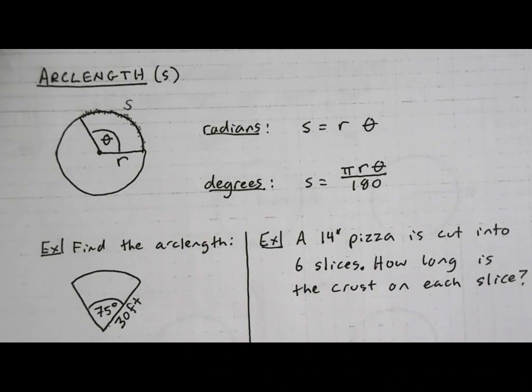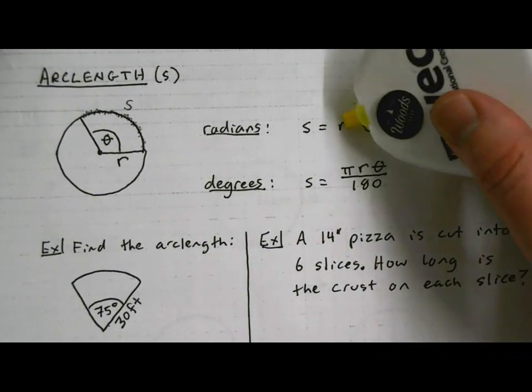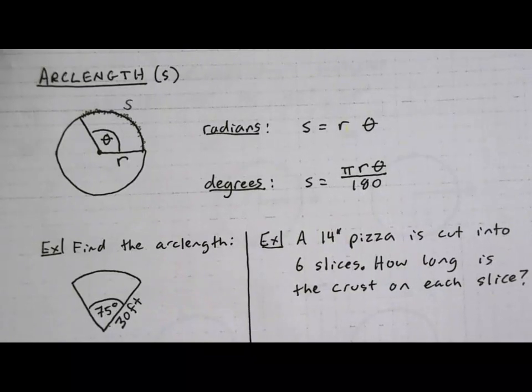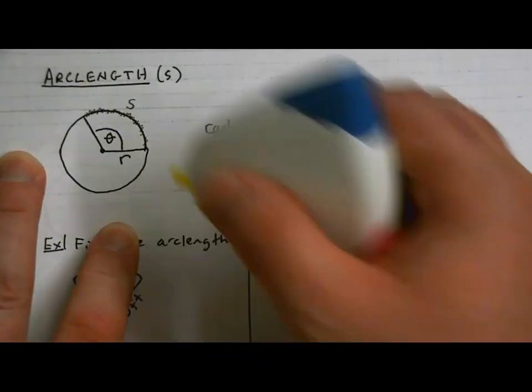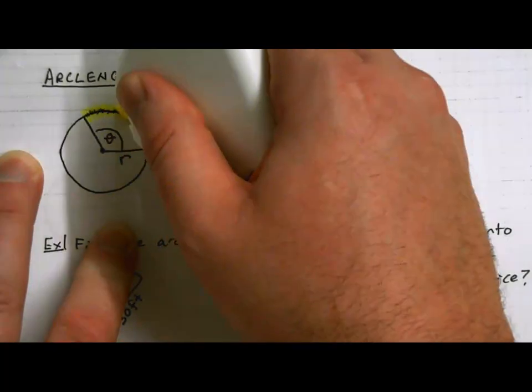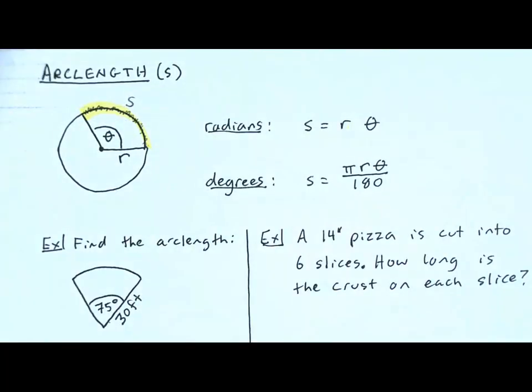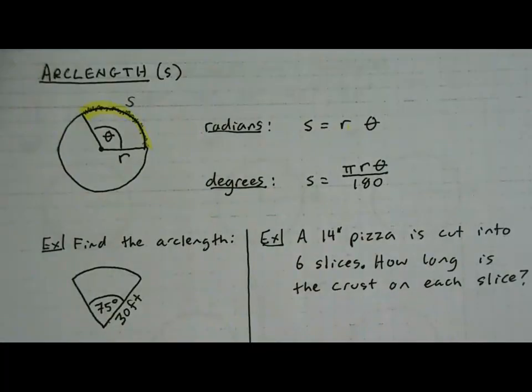There are two different formulas for arc length depending on whether your angle is in degrees or radians. Yes? Well, it is proportional to the radius because it has r in the formula. You're absolutely right. It is proportional to radius. But I need you to know what the definition of an arc length is. The arc is the portion of the circle. The arc length is that distance around the edge of the circle.